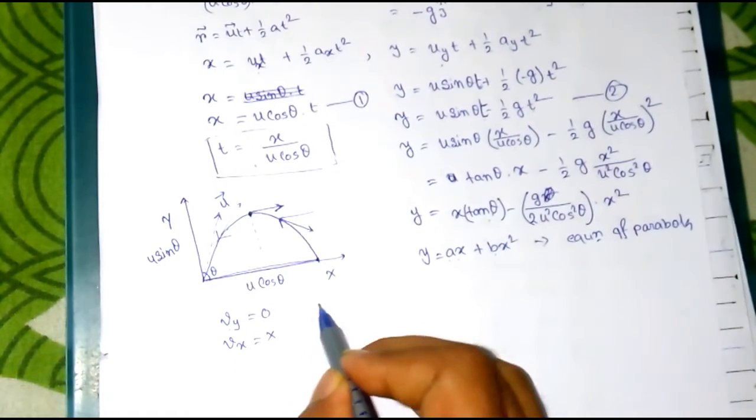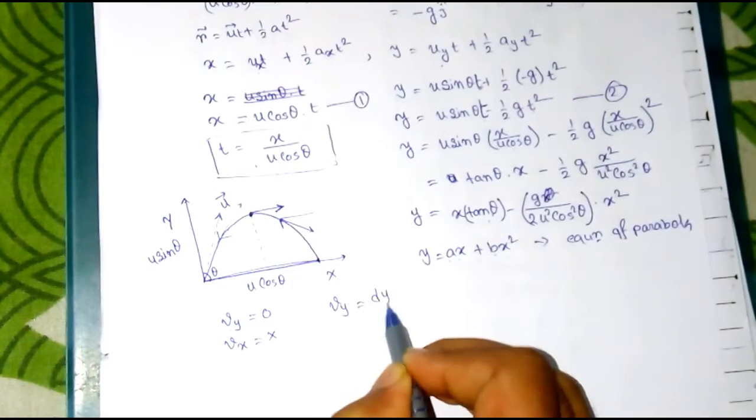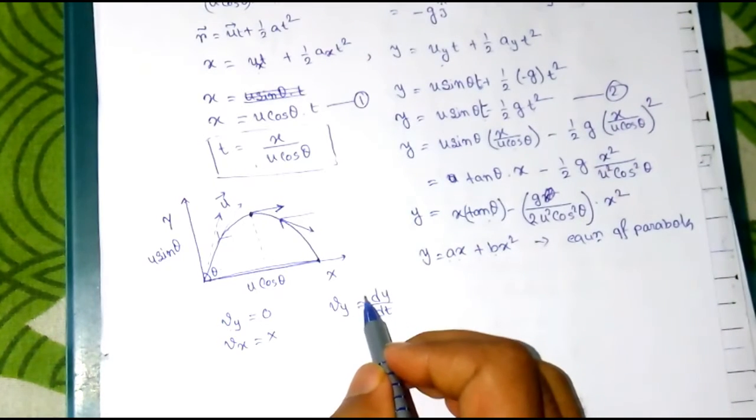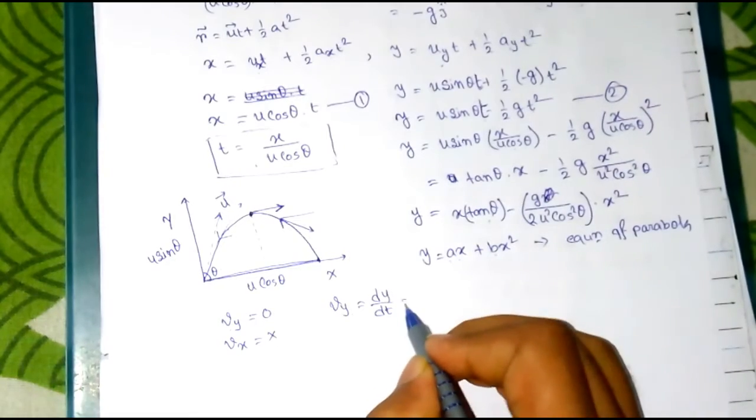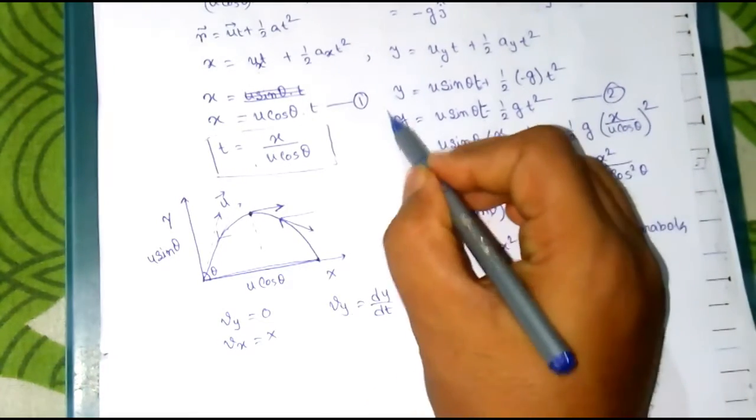Now what is vy? vy is dy by dt, right? As v is dr by dt, so the vy component is dy by dt. Now what is y? y is this one, right?